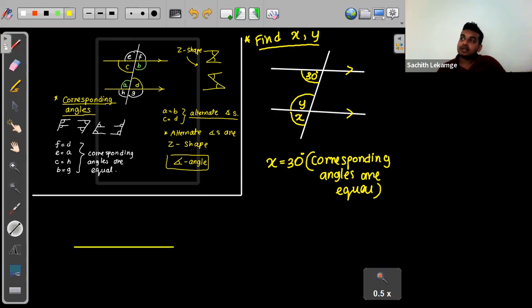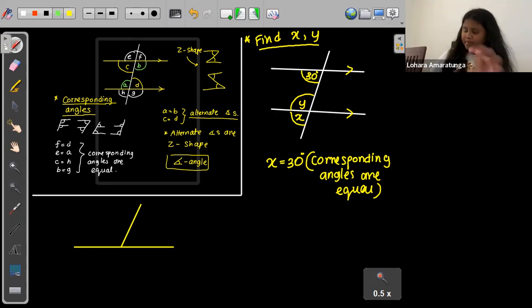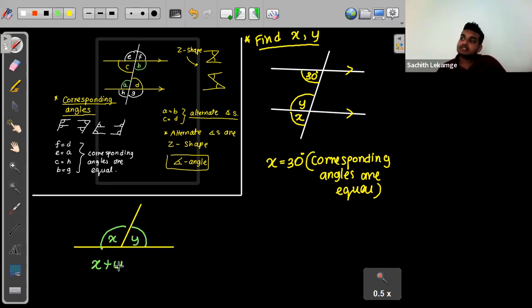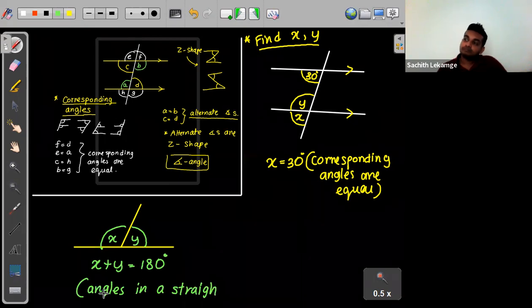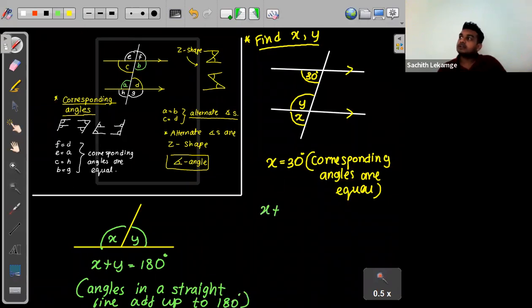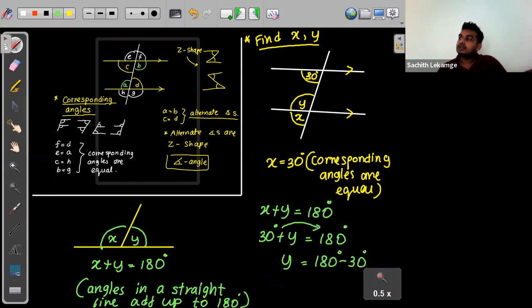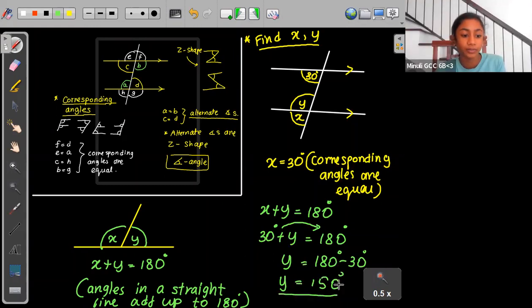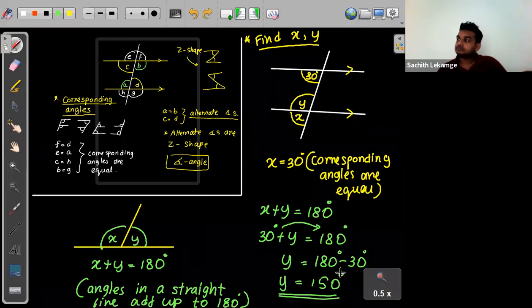What do you know? Angles in a straight line add up to 180. If I draw a straight line and I have two angles as x and y, x plus y is equal to 180. What is the reason? Angles in a straight line add up to 180. We can write here x plus y equals 180. What is the value of x? 30 plus y equals 180. Simple equation. I'm taking 30 to the other side. y equals 180 minus 30. y equals 150 degrees. Simple question, right?